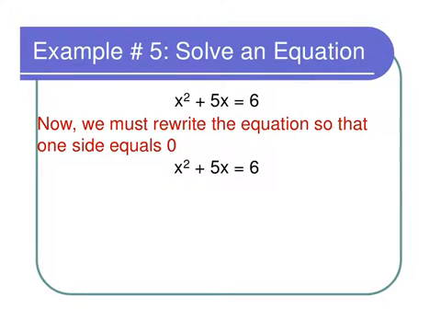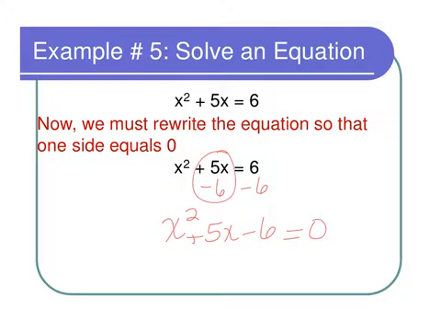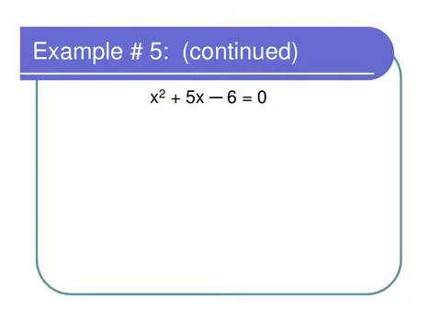Alright, so to rewrite this to get it equal to 0, I'm going to subtract 6 from each side. And now my equation looks like this. And I cannot combine the 6 and the 5 together because the 6 doesn't have an x. Now that I have my problem like this, I'm going to factor using my rules for factoring a trinomial.